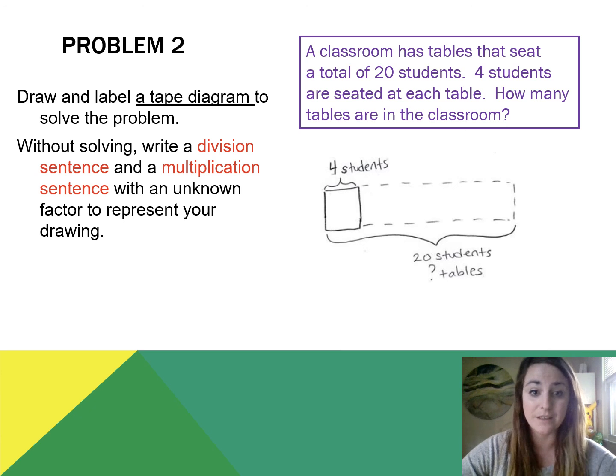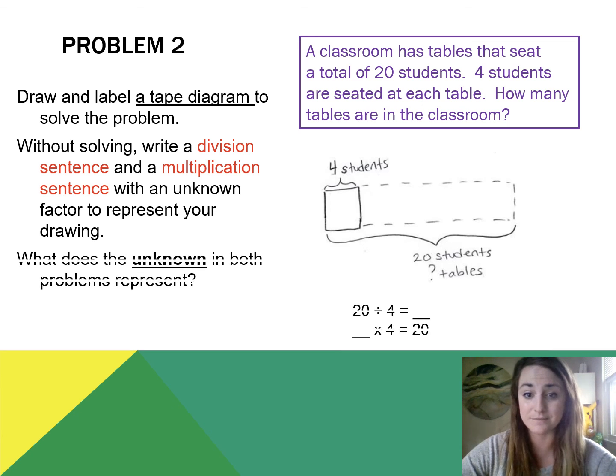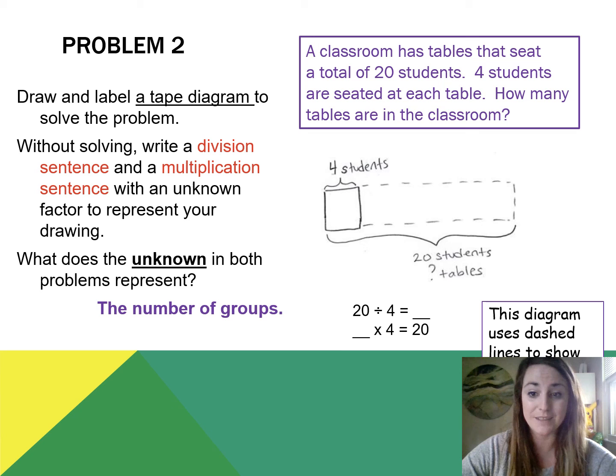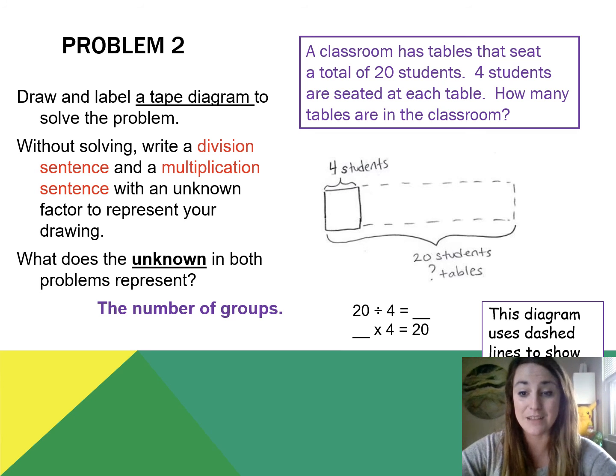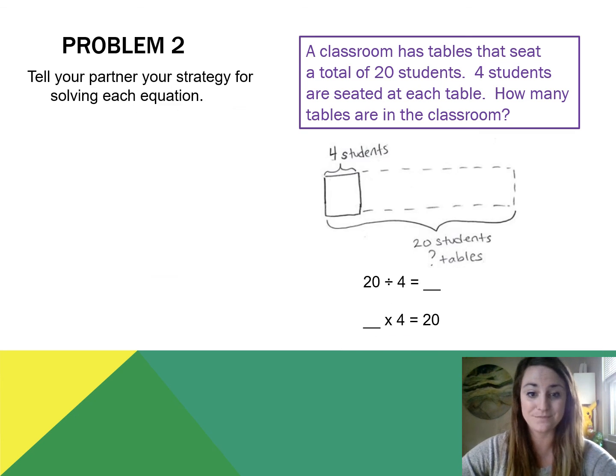Without solving, let's write a division sentence and a multiplication sentence that we could use to represent our drawing. What does the unknown in both problems represent? I wrote 20 divided by 4 equals unknown, and unknown times 4 equals 20. In both of them, the unknown is the number of groups. The diagram uses dashed lines to show that we don't know the number of groups yet.